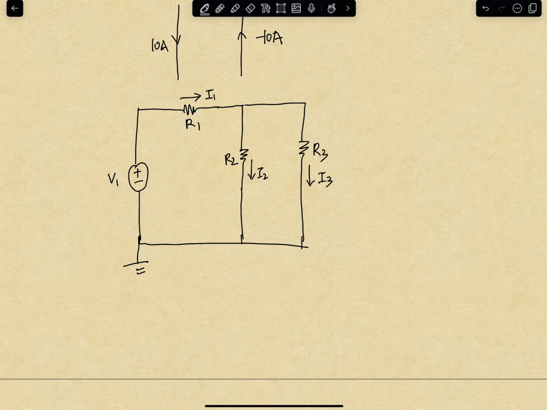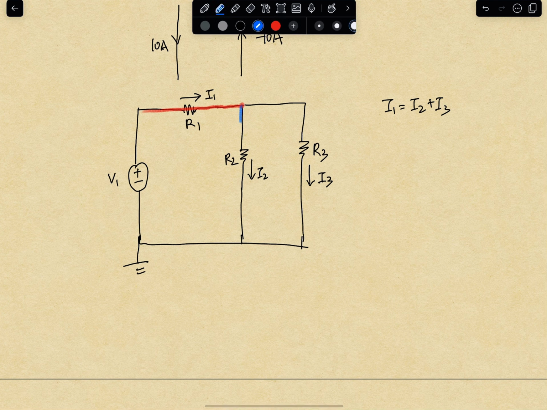So we will know that I1 will equal I2 plus I3, because I1 is over here. At this point, it will divide into two things. One is I2 coming down. The other one is I3 coming this way. At this point, I2 and I3 join together, and it will form I1 again to this node. That's how this circuit works.